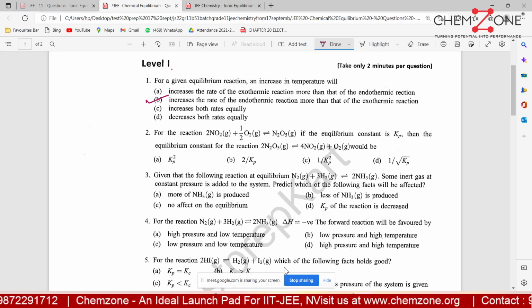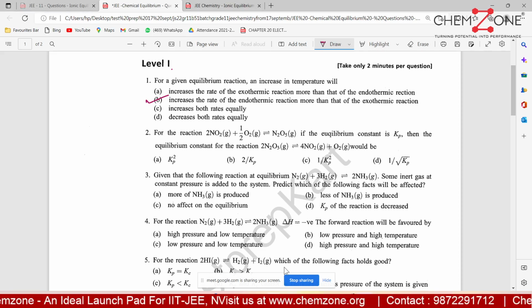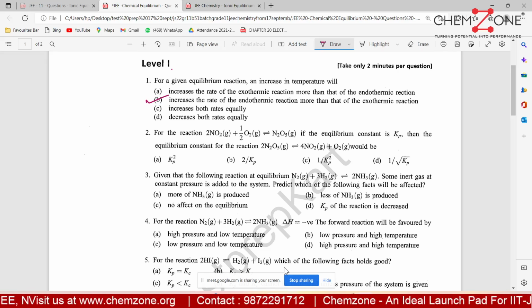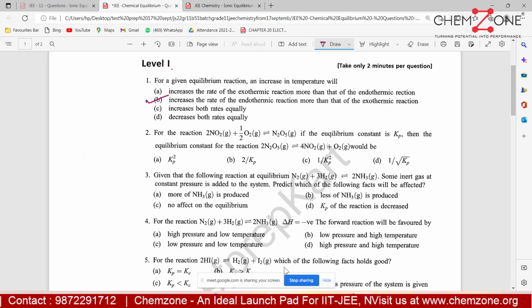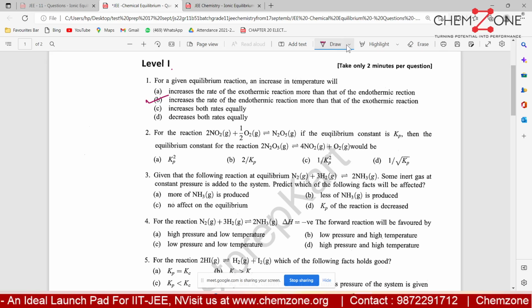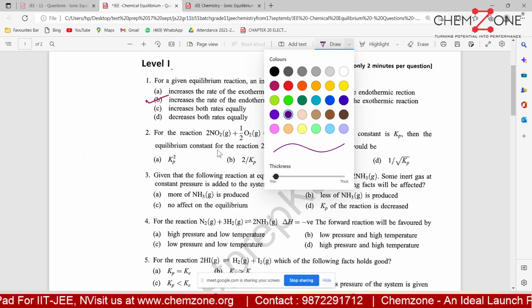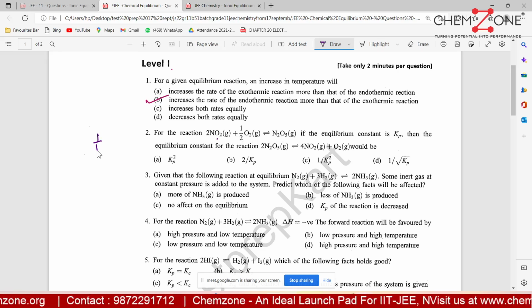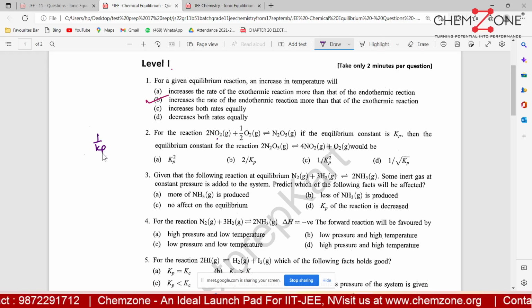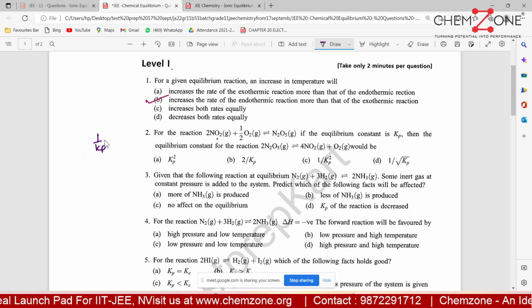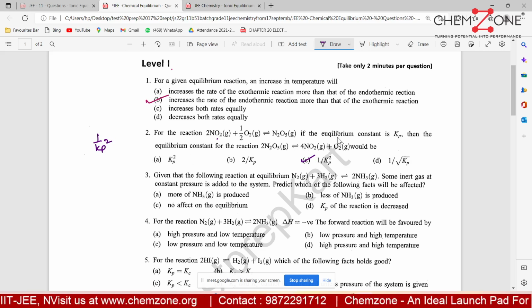Work upon this question now. So it is 1 by Kp square. All of you agree with this answer? What we are doing is, number one, we are going in the backward direction, so 1 upon Kp. And number two, we are multiplying by 2, so that will be squared: 1 upon Kp square. Good.